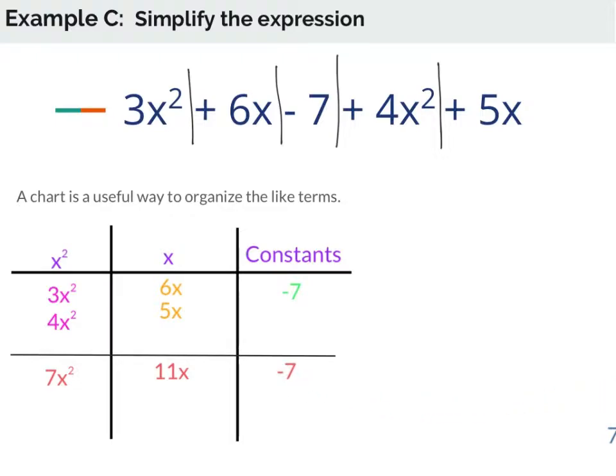So now our final answer is 7x squared plus 11x minus 7. Notice I still did not combine my x squareds with my x's. They are different things. This is my final answer. Even though it's 3 terms long, it is my final answer. I cannot combine the x squared with the x's. Let's go on to the next practice problem.